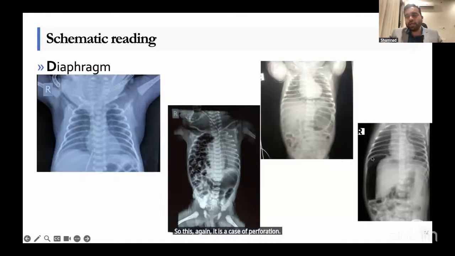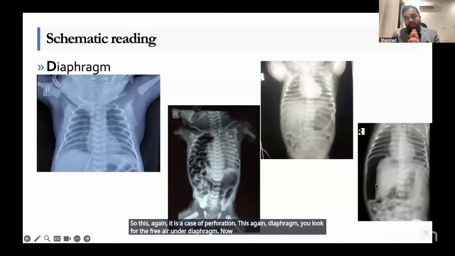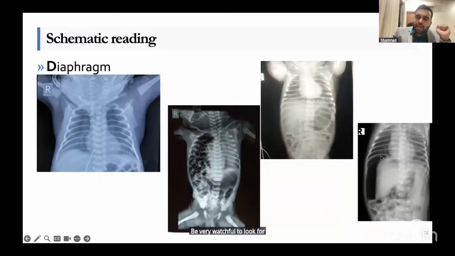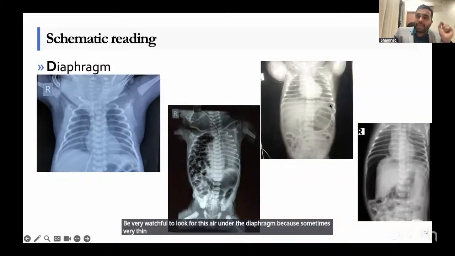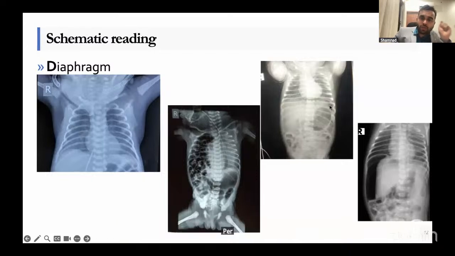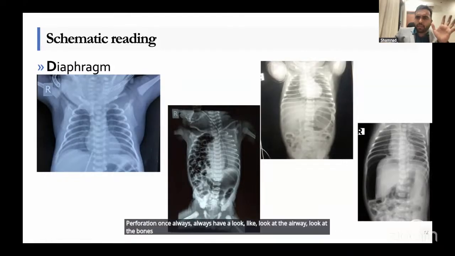This again, diaphragm, you look for the free air under diaphragm. Now, particularly when you are suspecting cases of NEC with perforation, be very watchful to look for this air under the diaphragm, because sometimes a very thin rim of air you may miss. CDH, there will not be any problem, even in your exams you will readily identify. Perforation ones, always have a look: look at the airway, look at the bones, see any major issues, cardiac part, no issues, then look at the diaphragm. Am I missing something or not?